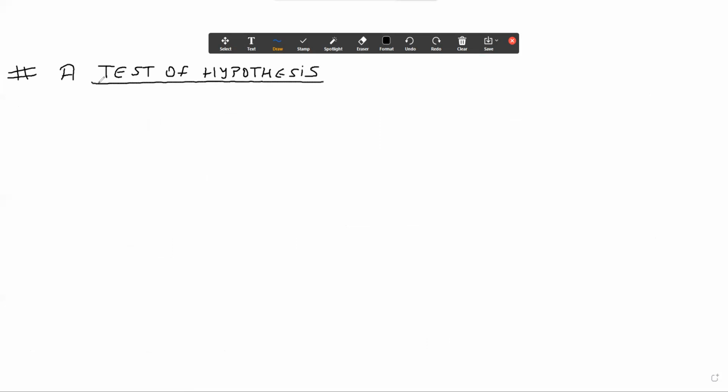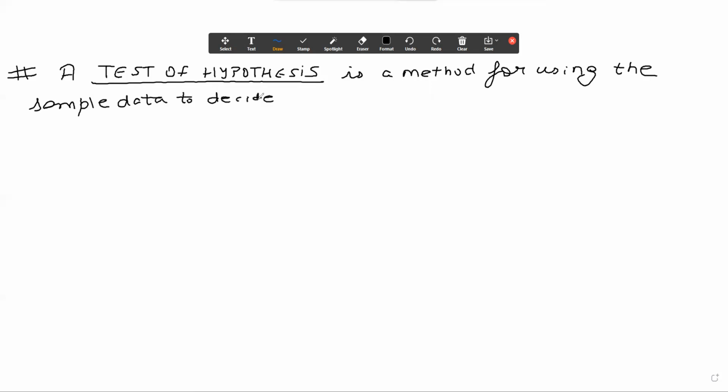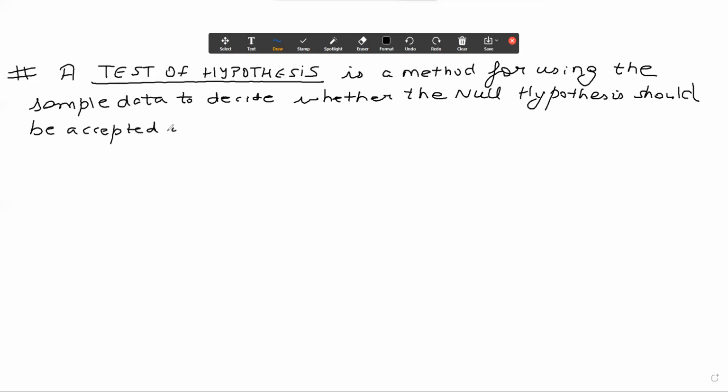A test of hypothesis is a method for using the sample data. It is a method for using the sample data to decide whether the null hypothesis should be accepted or rejected. So when we talk about a test of hypothesis, it is a method for using the sample data to decide whether we should accept or reject the null hypothesis.